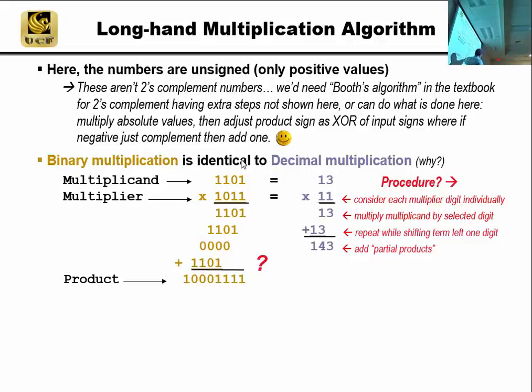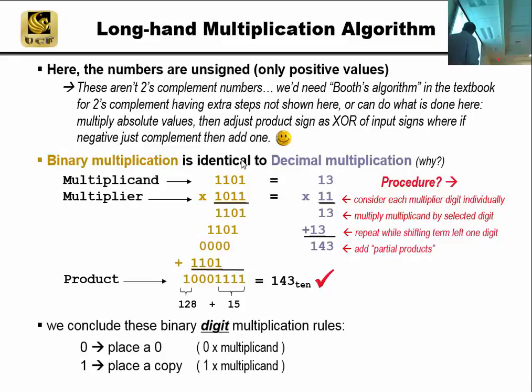Okay, so how do we get the product? You add it up. 1 plus nothing is, these just come down, right? 1 plus 0 plus 1 is 1. Everybody see the 143? This is 128. You see the 15? What's 128 plus 15? 143.